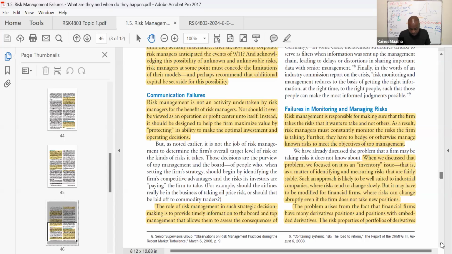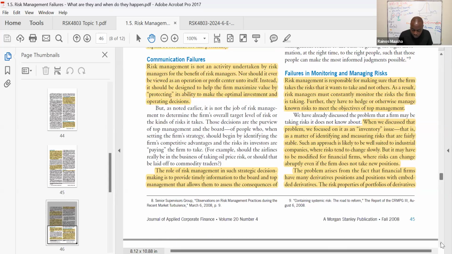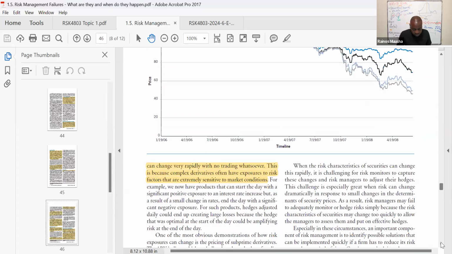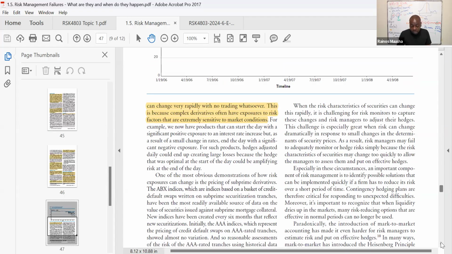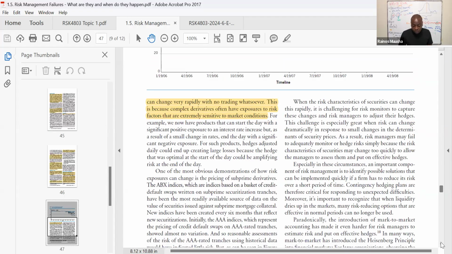So the problem arises from the fact that financial firms have many derivatives positions and positions with embedded derivatives. So the risk properties of portfolios of derivatives can change very rapidly with no trading whatsoever. This is because complex derivatives often have exposures to risk factors that are extremely sensitive to market conditions. So you also have to keep that in mind when you're looking at your risk exposures as well.